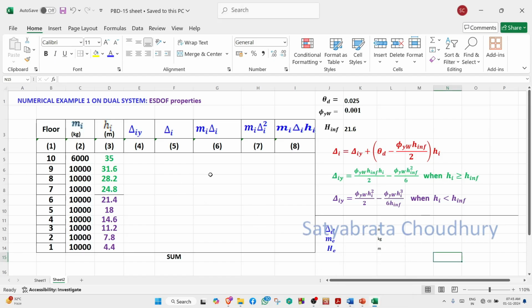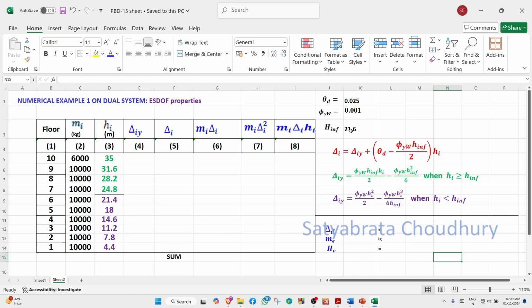So this is the tabulation which has 8 columns we have just discussed. The different parameters are shown in the first row that we want to compute. The masses MI, this we have discussed in the video number PPT 14, so therefore I have just copied it. The height of the different floors also I copied from the previous video, so we are not showing the calculation here.